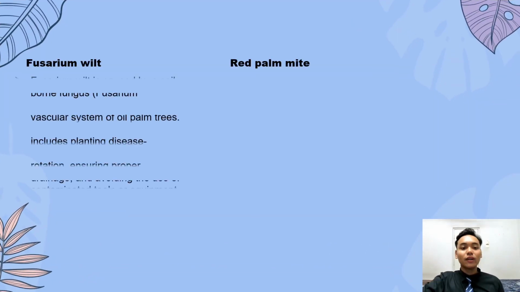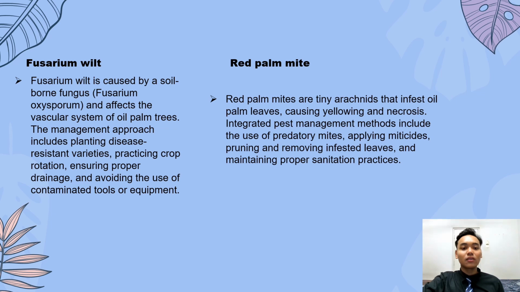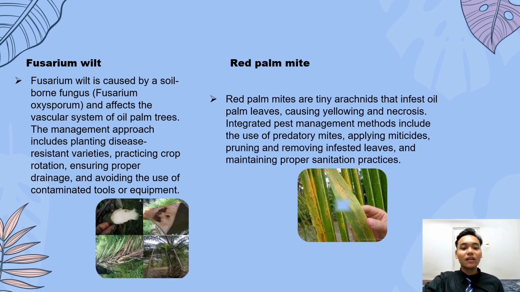Next, Fusarium wilt. Fusarium wilt is caused by a soil-borne fungus and affects the vascular system of oil palm trees. The management approach includes planting disease-resistant varieties, practicing crop rotation, ensuring proper drainage, and avoiding the use of contaminated tools and equipment.